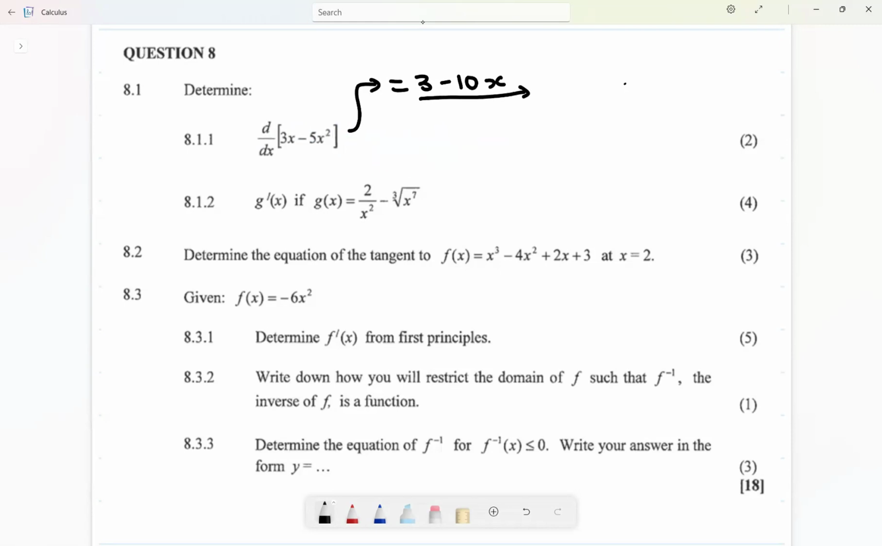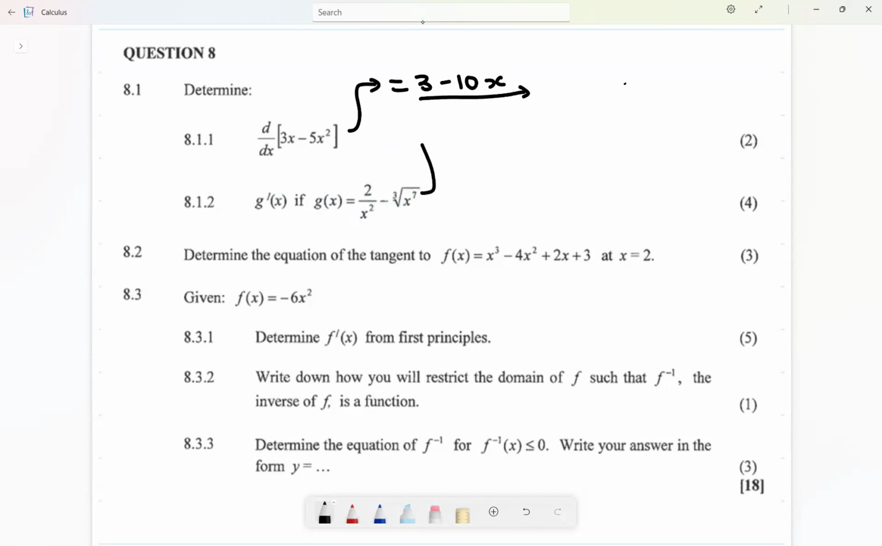Okay, 8.1.2 says determine the derivative of g, or g prime, if g of x equals 2 divided by x squared minus the cube root of x to the power of 7. Now remember, we cannot differentiate if x is at the denominator. What are we differentiating with respect to? We are differentiating with respect to x, right? So x cannot be at the denominator. It can also not be inside a radical, whether it's a square root or a cube root.